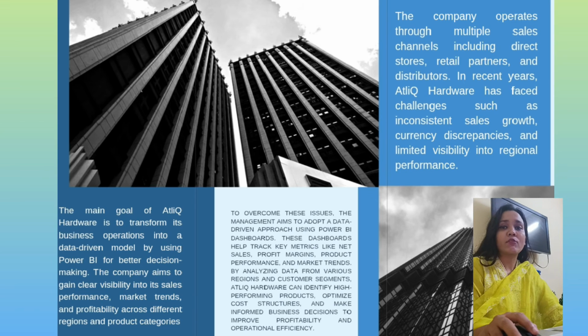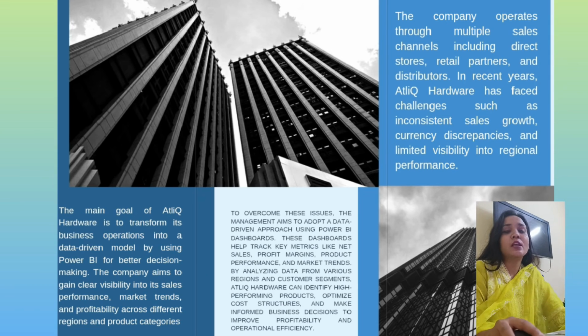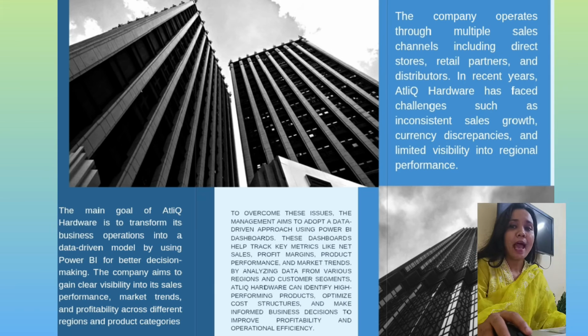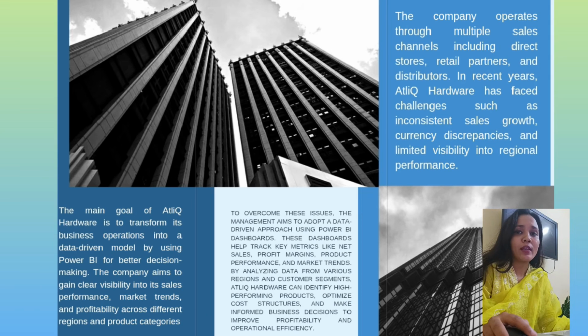The management team was struggling to make informed business decisions because data from different departments like sales, finance, and marketing was scattered across multiple sources and not integrated properly. The third is limited visibility into profitability. The company had difficulty tracking gross margin, net sales, and so on. The fourth is manual reporting and time-consuming analysis. Reports were often created manually using spreadsheets, so it took time to analyze key metrics.